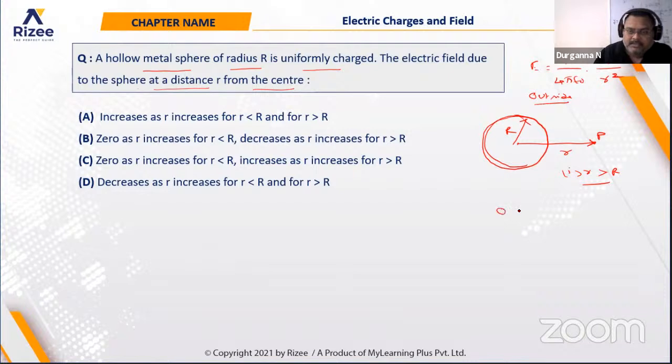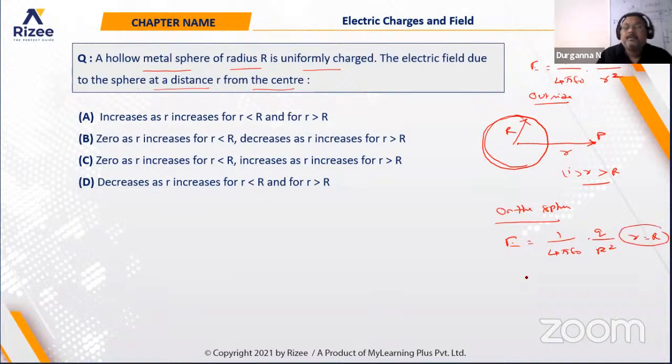If it is on the sphere, then E is equal to 1 by 4 pi epsilon naught into Q by capital R square, since on the sphere small r will be equal to capital R.